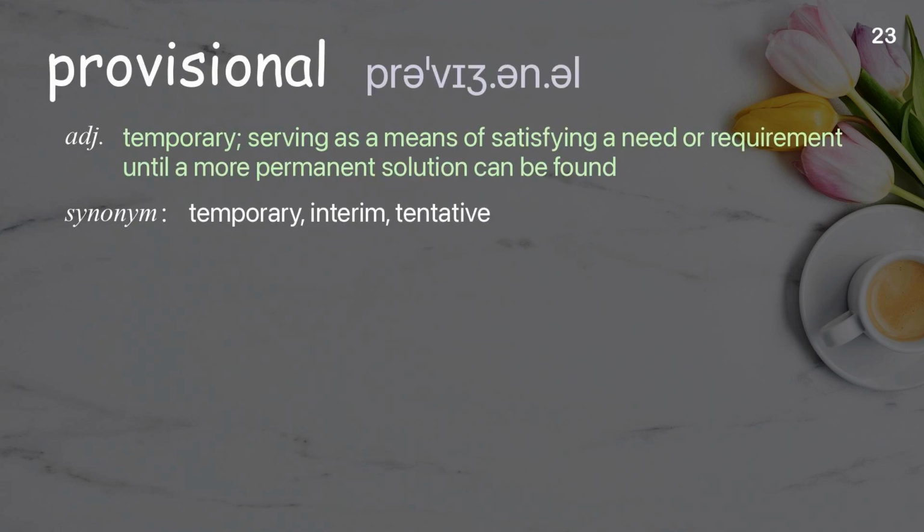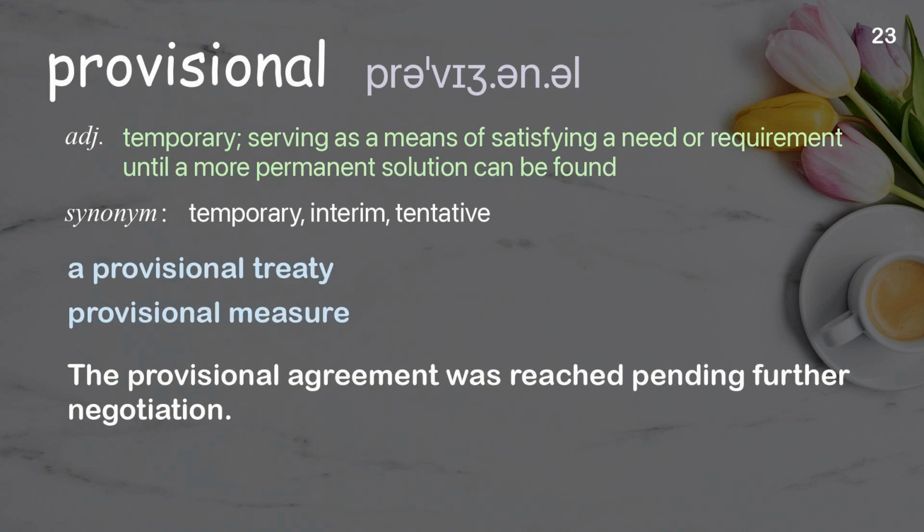Provisional. Temporary, serving as a means of satisfying a need or requirement until a more permanent solution can be found. Examples: A provisional treaty. Provisional measure. The provisional agreement was reached pending further negotiation.